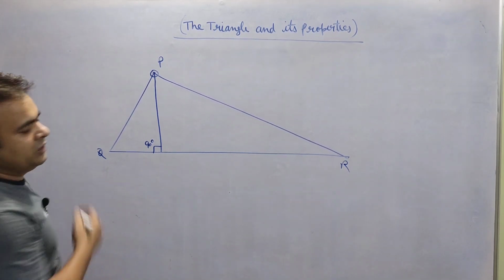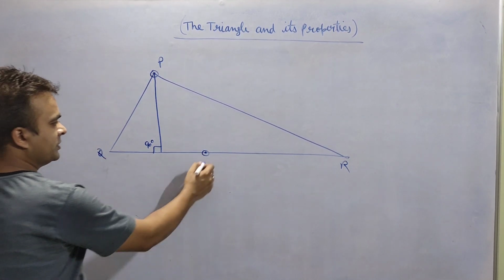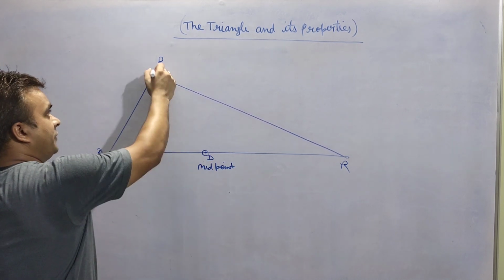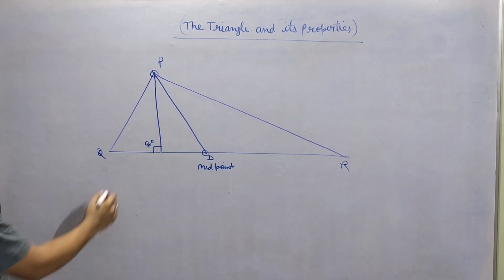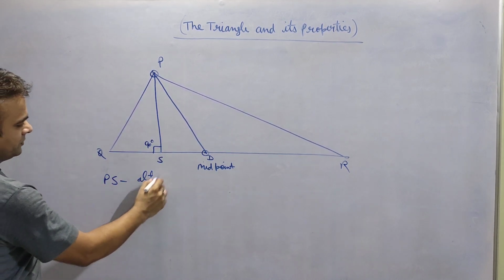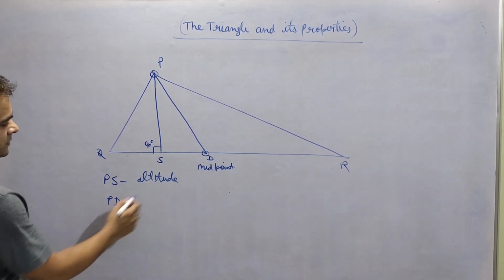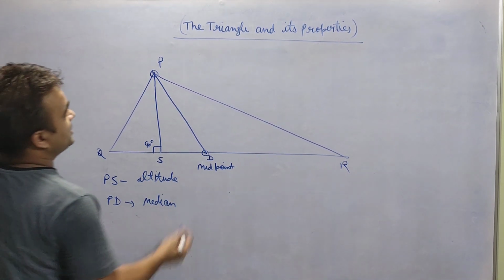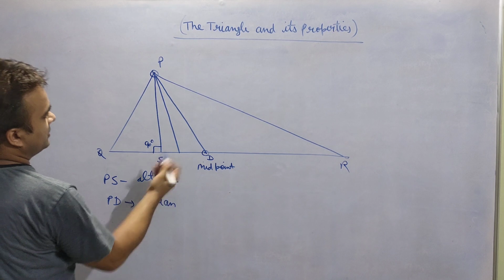But if I am saying I want the median, so what is the median? Median means first of all we have to find a midpoint. Suppose it is D and D is the midpoint. If I join this P to D, I will say that this PD is the median. So I am writing here, suppose it is S, so I will say that PS is the altitude and PD will be the median.